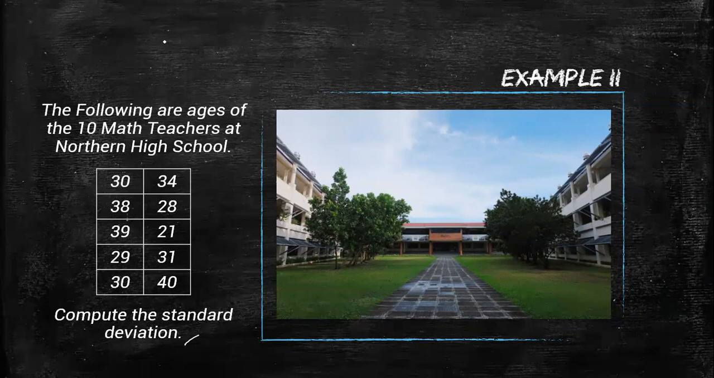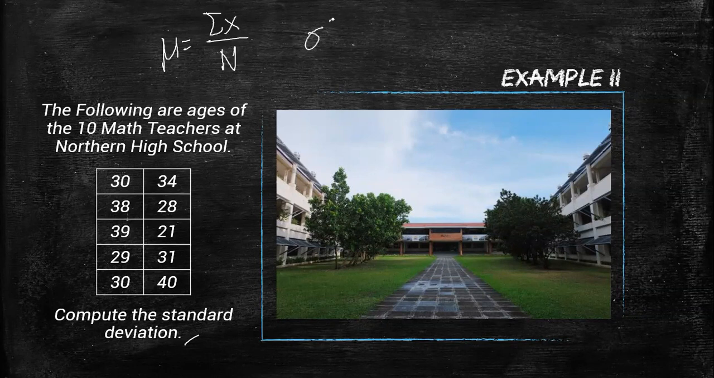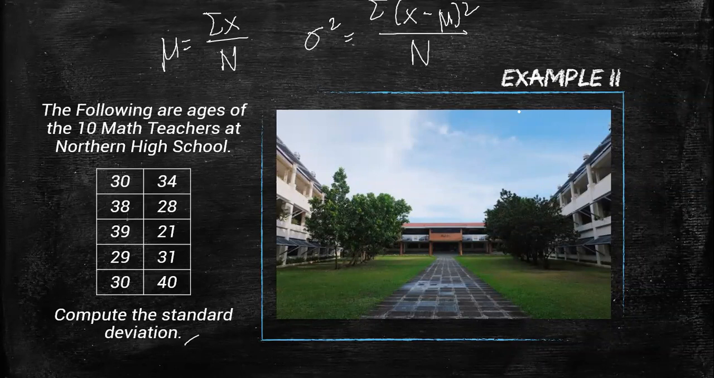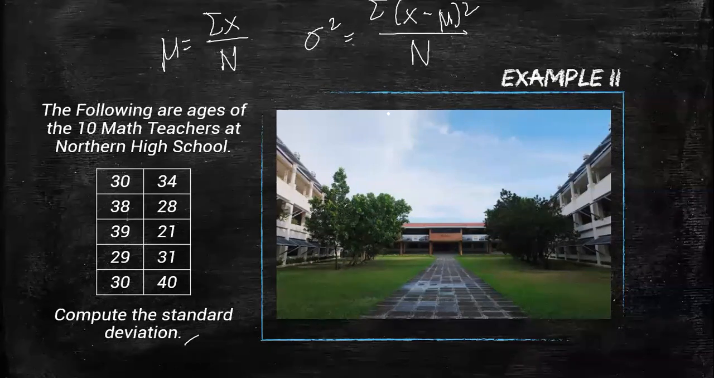So, the formula for our mu is summation of x over n. Our variance is sigma squared is equal to the summation of x minus the mu squared over capital letter N. Hindi ko na ibibigay yung formula for standard deviation kasi all you have to do is to square root the variance to get the standard deviation.